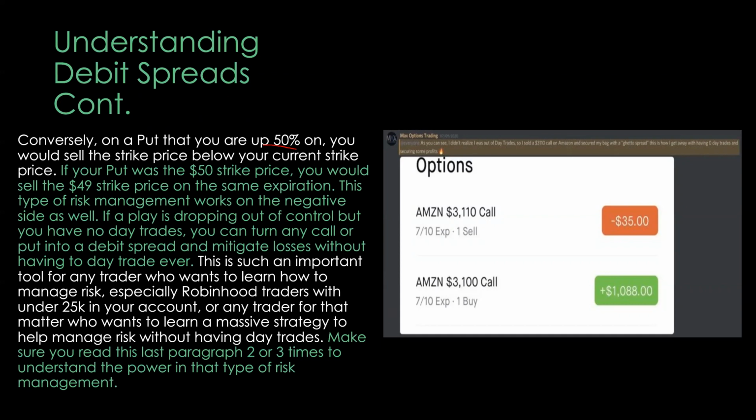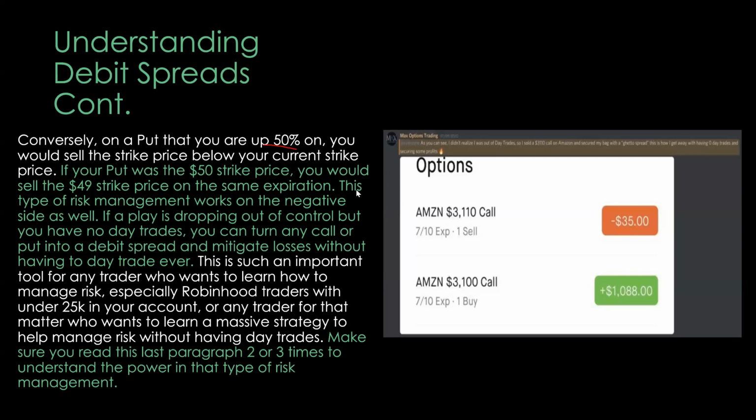This is such an important tool for any trader who wants to learn how to manage risk, especially Robinhood traders with under 25,000 in your account. Every one of them says, "Oh, I don't have any day trades." That is an excuse. All right. This is a massive strategy to help manage risk and successfully trade without needing any day trades.